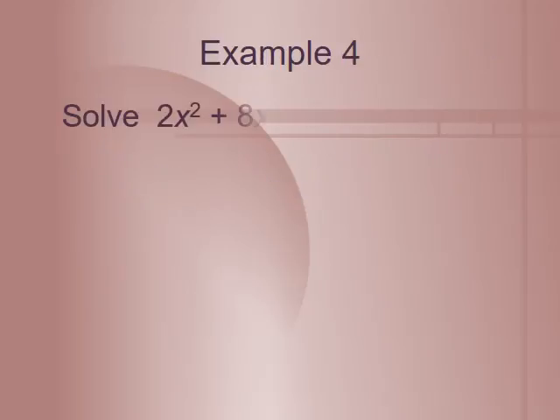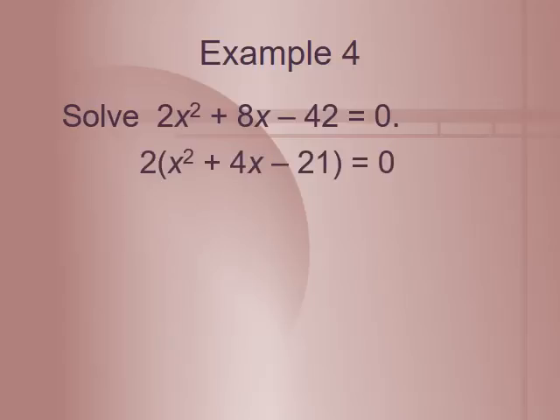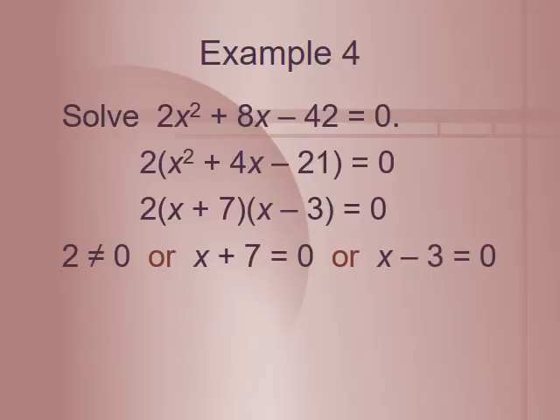Let's look at another example. Here's another example: 2x squared plus 8x minus 42 equals 0. We know how to factor these problems, so we're going to go ahead and factor. We're factoring out our 2, and then we can factor from there. We have x plus 7, x minus 3. So now we have three things that we're multiplying together to equal 0.